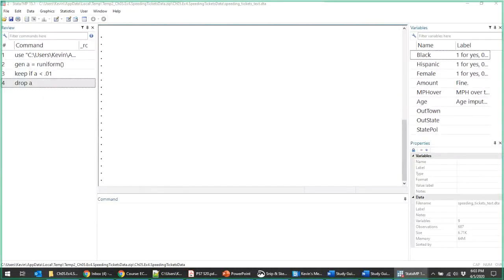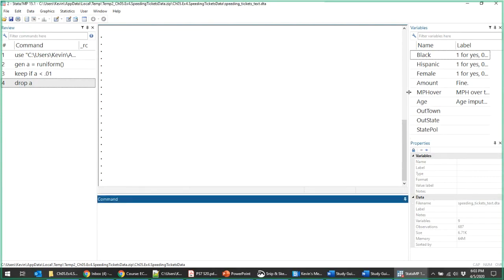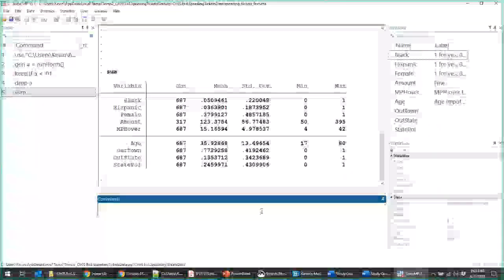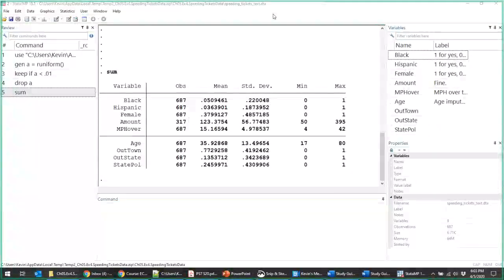Okay, so in this data set, what we want to predict is the amount of a speeding ticket fine. So our outcome variable is going to be the amount, and the two things we're going to use to predict how much people get charged for a speeding ticket are MPH over, that's how far over the speed limit they were when they got pulled over for the ticket, and female, whether or not the person receiving the ticket was male or female.